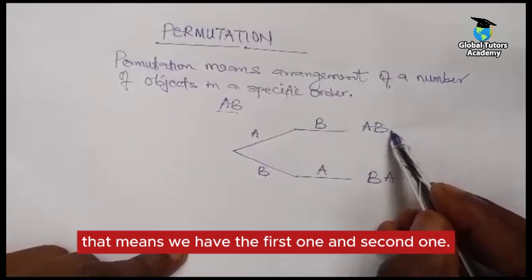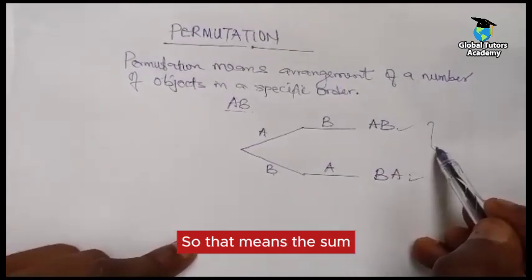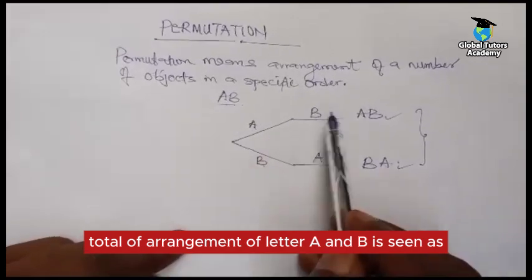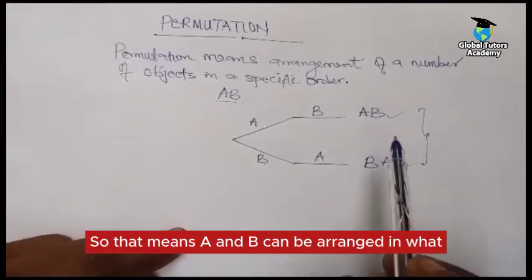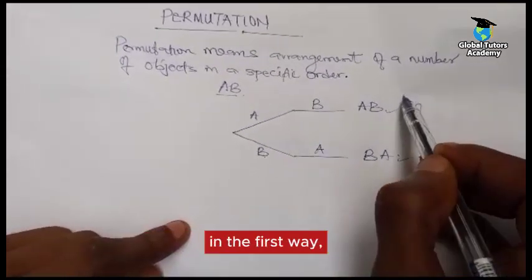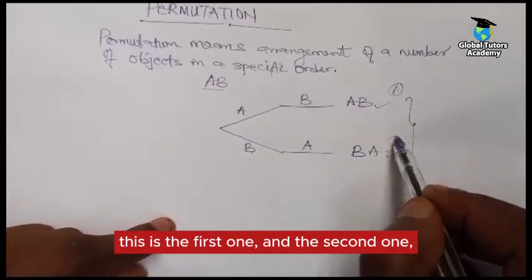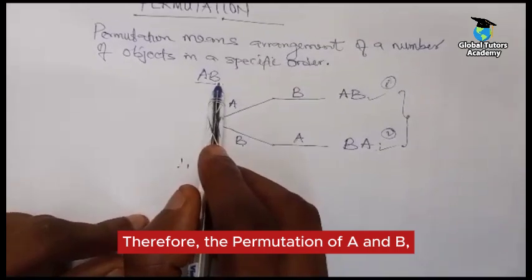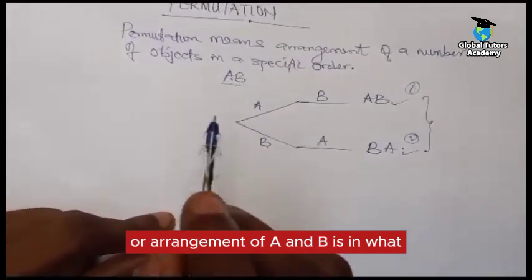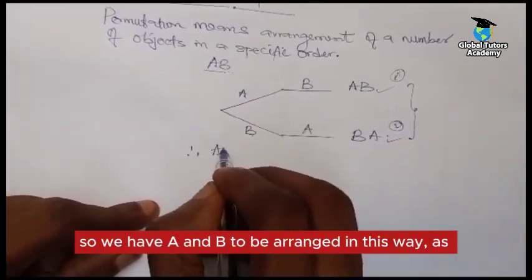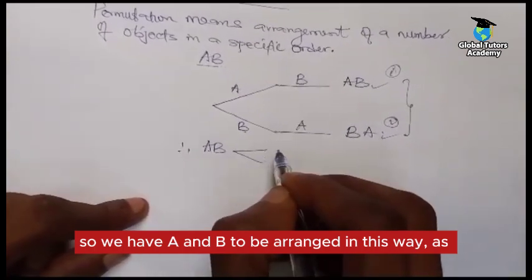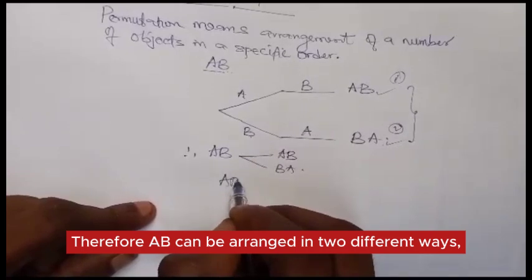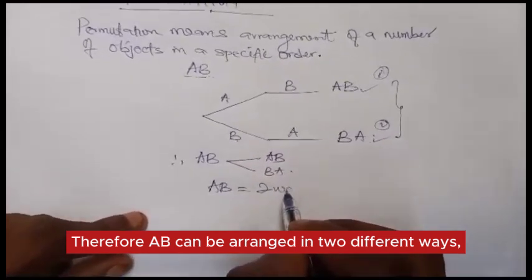That means we have the first one and the second one. So the sum total of arrangements of letters A and B is seen as AB and BA. That means A and B can be arranged in the first way, which is this one, and the second way. So it can be arranged in two ways. Therefore, the permutation, or arrangement, of A and B is in two ways: AB and BA. Therefore, A and B can be arranged in two different ways.